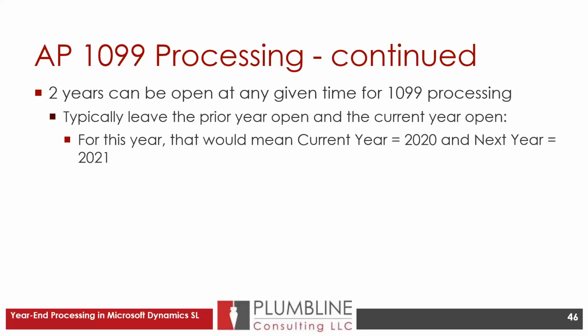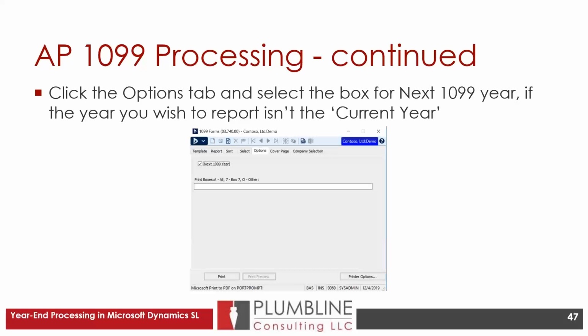Two years can be open at any given time for 1099 processing. Typically, we leave the prior year open and we have the current year open. For this year, that would mean that the current year is going to be 2020 and the next year is going to be 2021. You can click on the Options tab and select the box for the next 1099 year if the year you're wishing to report isn't the current year.